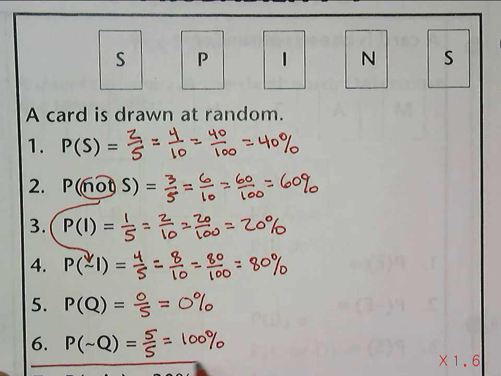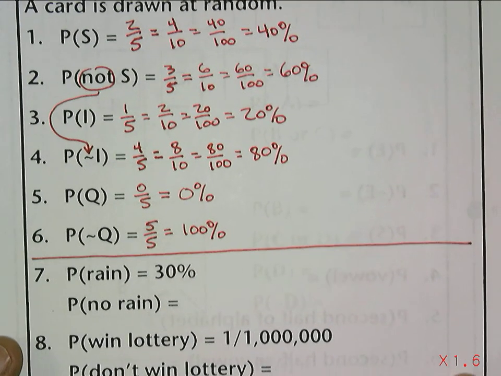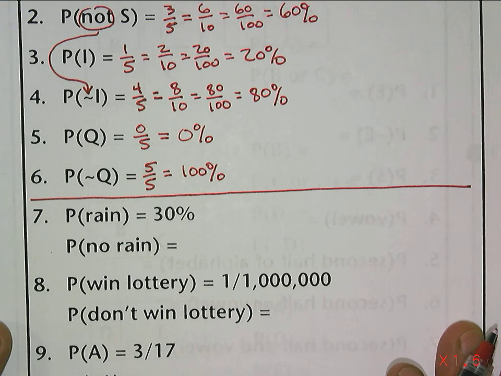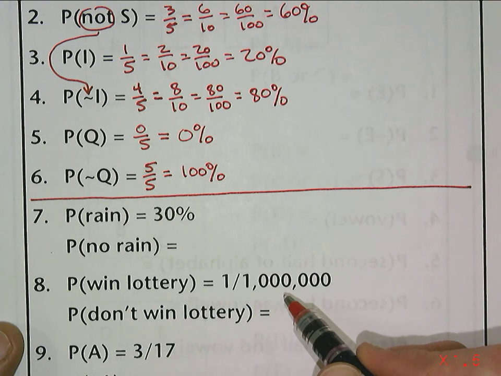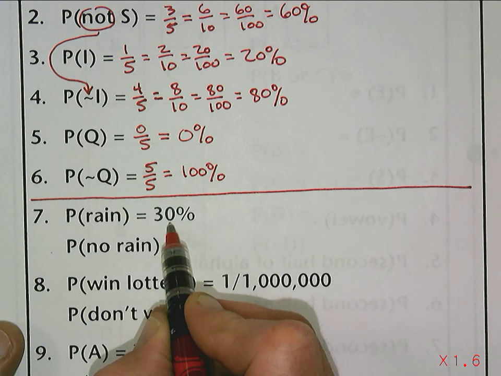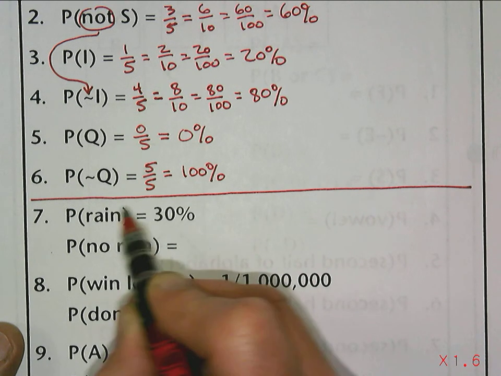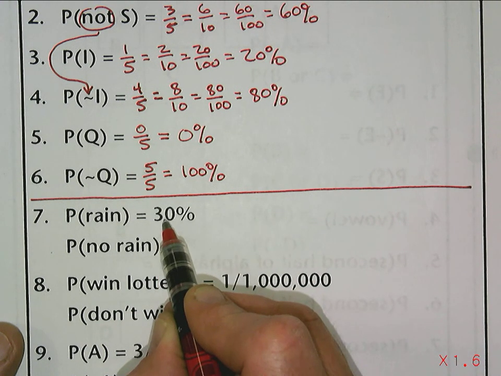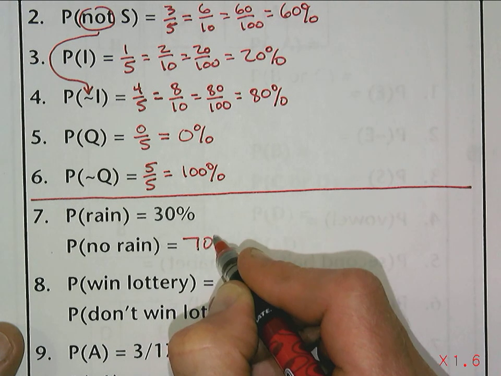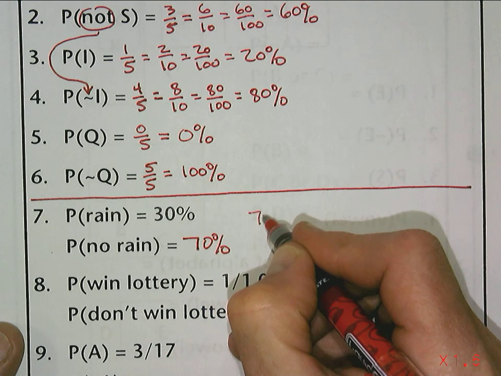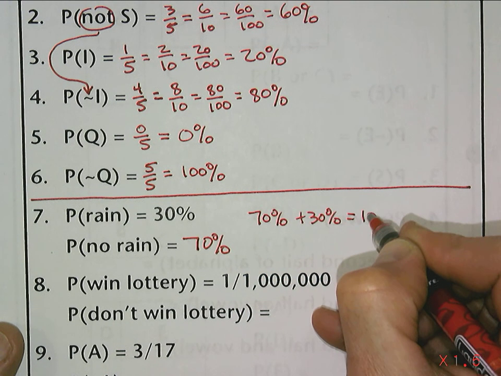And the ones below now are just looking at, if you know the probability of one thing, then you know the probability of the other part. In some cases we'll look at it as a percent, in other cases as a fraction. So if you know the probability of rain is 30%, what's the probability that there's no rain? Well, it would have to be the rest, because remember the whole is 100%. So if we have 30% of 100%, then the rest has to be 70%, because the 70% plus the 30% equals the 100%.